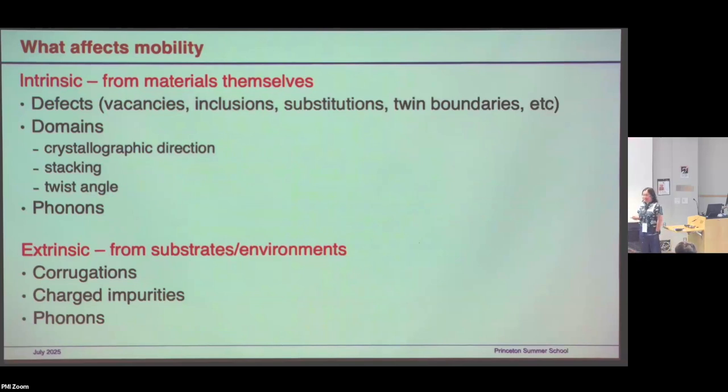Okay, so what affects mobility? It can be intrinsic or extrinsic. Intrinsic meaning it's from the material itself. You can have various defects, for example vacancies, inclusions, substitutions, grain boundaries, etc. So it depends a lot on how good the material itself is. You can have domains, you can have stacking domains, where you have more than one layer. You can have twist angle if you're doing twisted bilayers. And you can have crystallographic domains in this case.